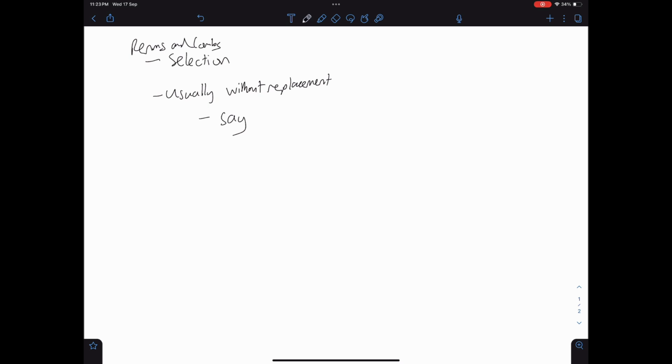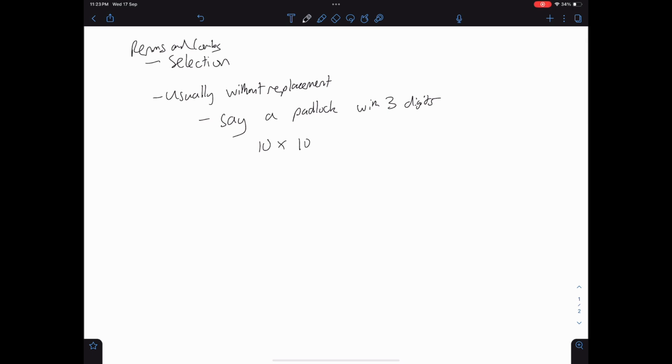Say a padlock with 3 digits, and obviously there are 10 possibilities for the first digit, 10 possibilities for the second, and then 10 possibilities for the third, rather than 10 times 9 times 8, if you know what I mean. This would be without replacement, and that's what most things in perms and combs will be.